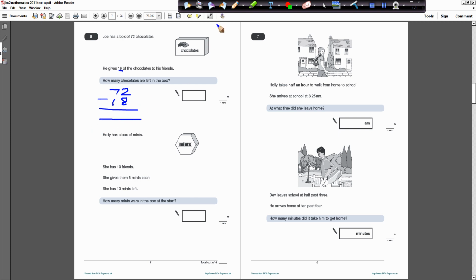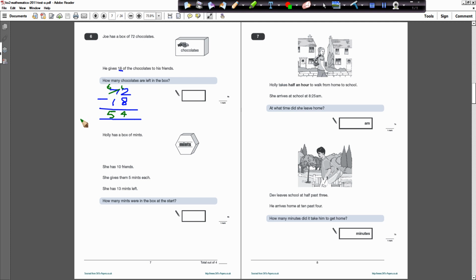54. Okay, what is the technique for doing this kind of question? What do we do? Borrow. That becomes 6. That becomes 12. 12 take away 8 is? And then you have 6 over here. 6 take away 1 is?